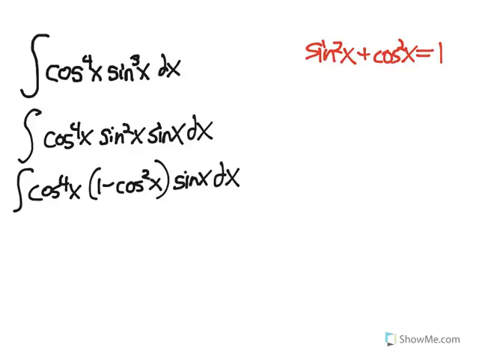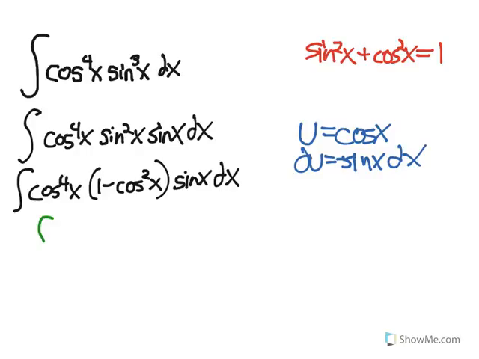This is great because it's going to set us up perfectly for u substitution, where u equals cos x and du equals negative sine x dx. This will allow us to get rid of all of our trig functions, and we'll just be left with some u's that we can easily integrate. So let's see what happens.